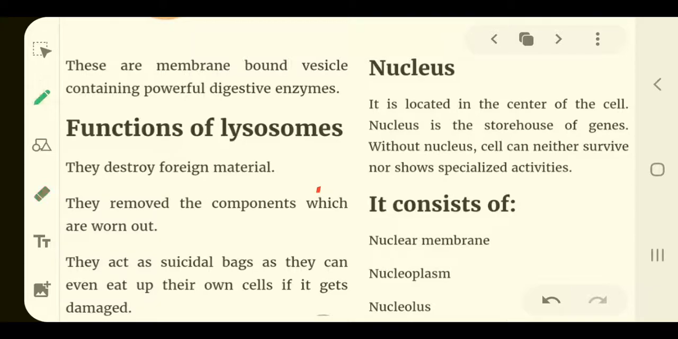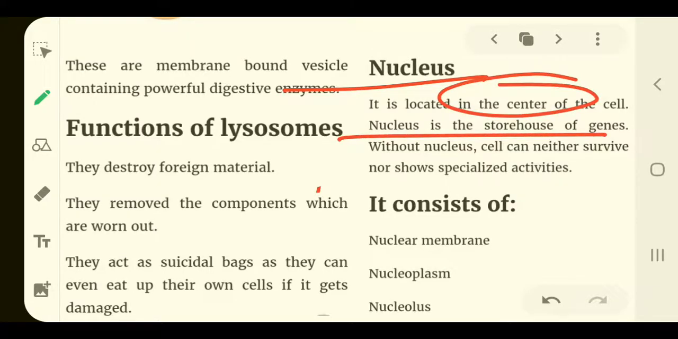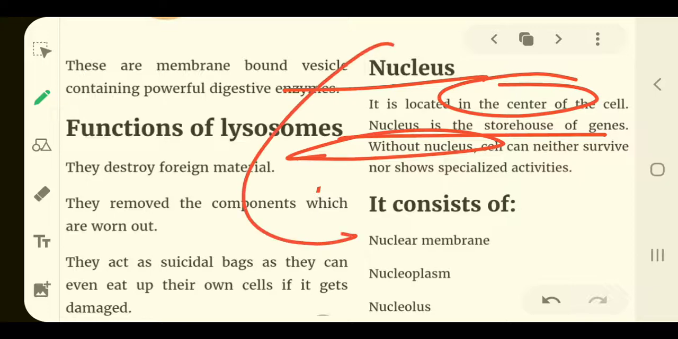Now one of the most important organelles that you have to study and write a note on is called the nucleus. So make sure of this. The nucleus is located in the center of the cell, and it contains, write down the word contains, the storehouse of genes that we have just studied. Without the nucleus, the cell just can't survive at all. It will die off. And hence the nucleus consists of three components. First, the outermost membrane called the nuclear membrane. Then inside it has a fluid called nucleoplasm. And then inside, the body called the nucleolus.